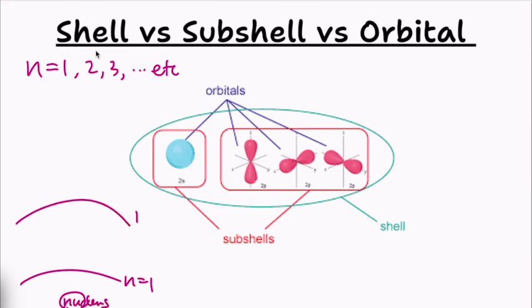The next one is n equals 2. The next one is n equals 3. And then for the subshell, it's S, P, D, F. So there are different subshells on each of the shells.